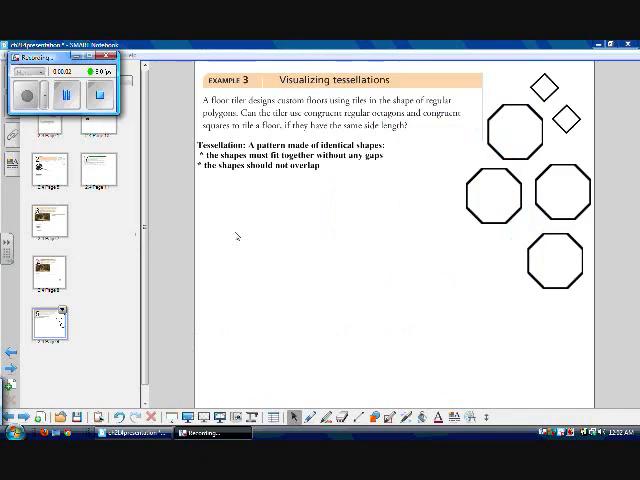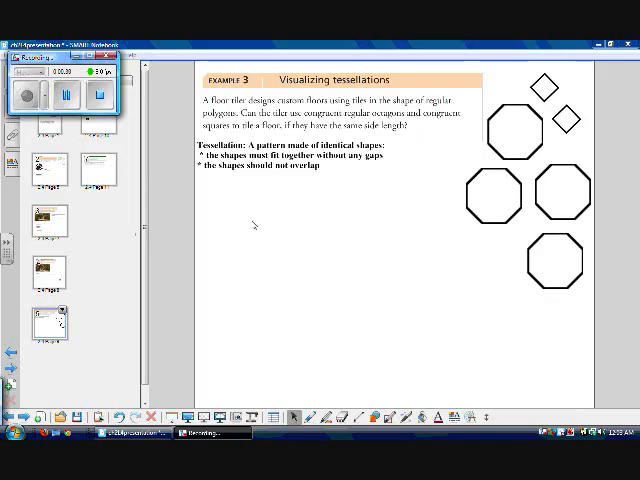Example 3 has us visualizing tessellations. So for those of you who don't remember, a tessellation is a pattern made of identical shapes. The shapes have to fit together without any gaps, and they also should not overlap. So a floor tiler designs custom floors using tiles in the shape of regular polygons. Can the tiler use congruent regular octagons and congruent squares to tile a floor if they have the same side length?